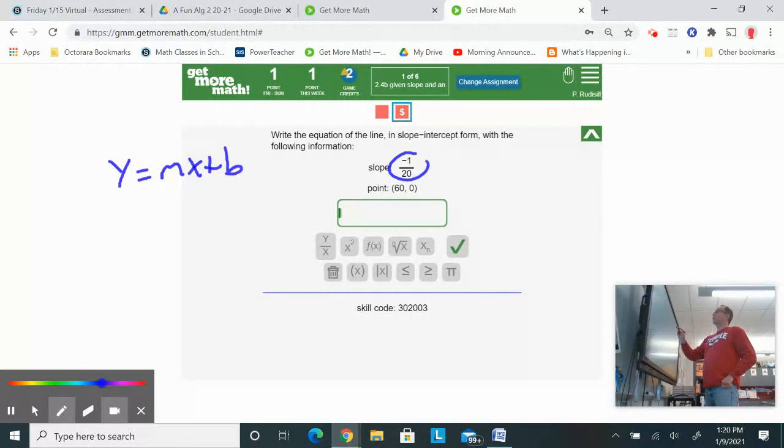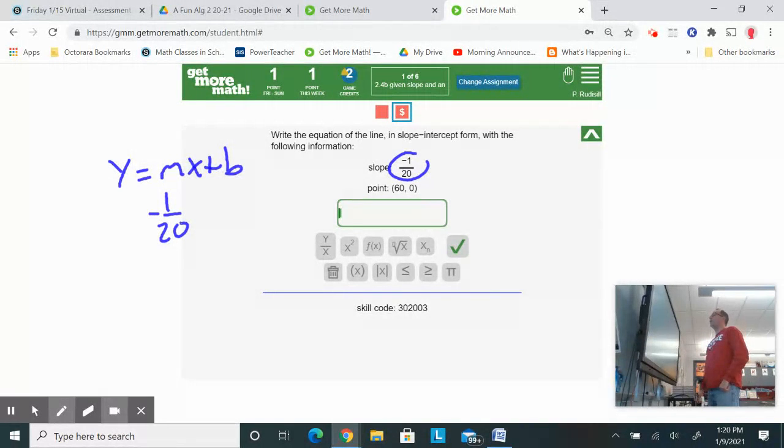Slope is -1/20, so replace the m. Slope is a rate of change. The x and y, I have a point that has x is 60. So put 60 in for x and a 1 in for y, and I leave b there because I'm going to solve for b. Once we find b, we can write our final equation in slope-intercept form.